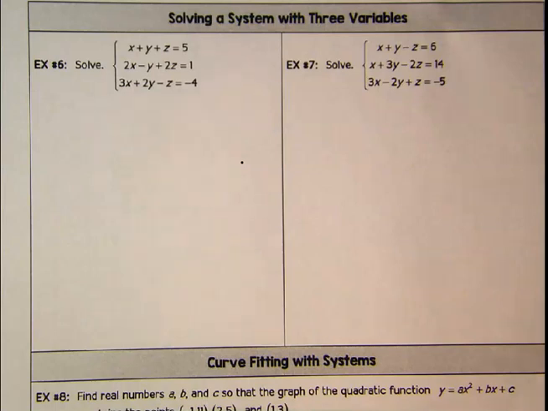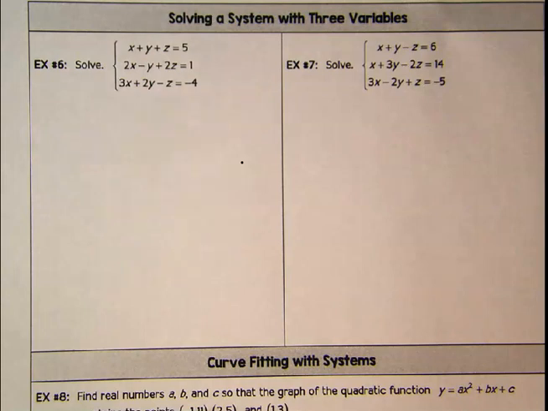Okay, now we're on to solving a system with three variables. And I feel confident you've done this before, but if not, you can just say you heard it here first. Not a big deal. So in example 6, we notice we have three variables, we have three equations. That's absolutely fine. That's exactly what you need. If you have three variables, you have to have three equations to solve it.